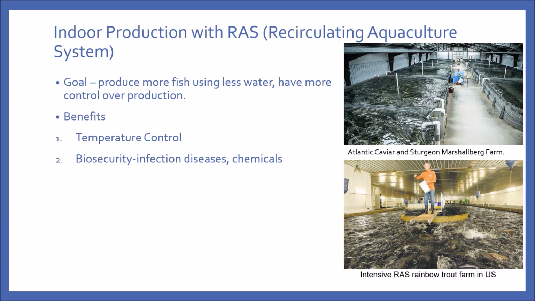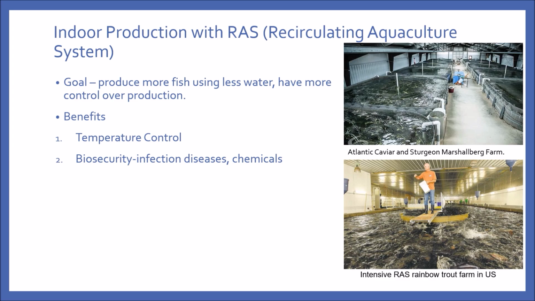So the goals of using RAS for aquaculture systems is to achieve what we aim for, which is indoor productions. So RAS is a short form for recirculating aquaculture systems. The goal here is to produce more fish using less water and have more control over production.